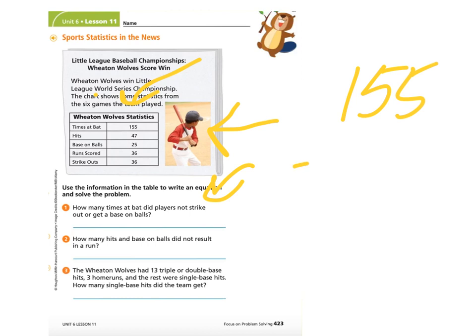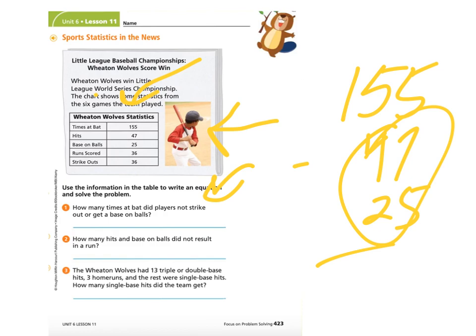So really what we're doing is we're saying, well, if you take out the hits, 47, and you take out the base on balls, 25, then you would get your answer. So you can decide, I mean, really it's a two-step problem, again, kind of in disguise. So what I would do is I would do an addition problem first. So I would add my hits and my walks or base on balls. Oh, I'm sorry, strikeouts. I messed up.